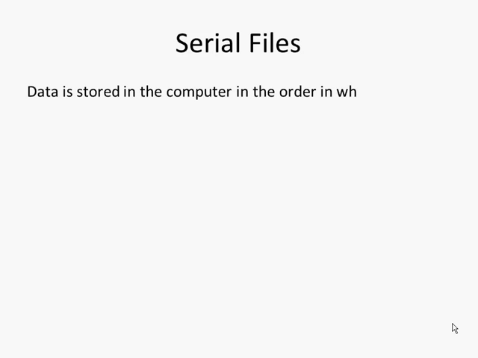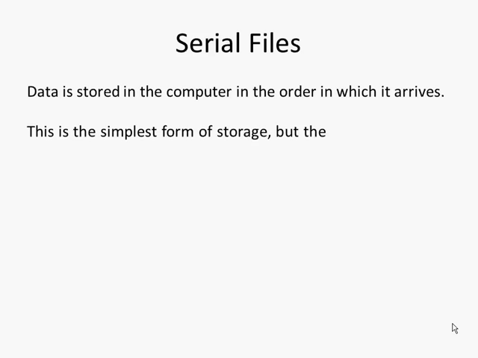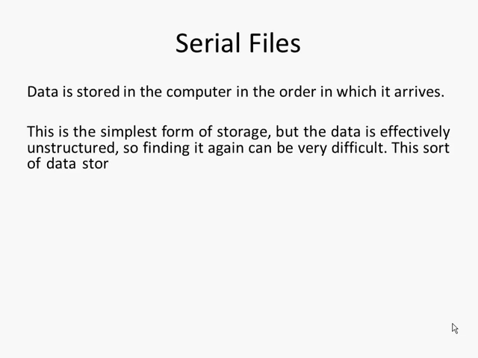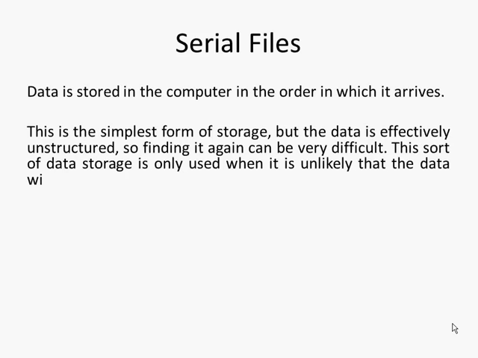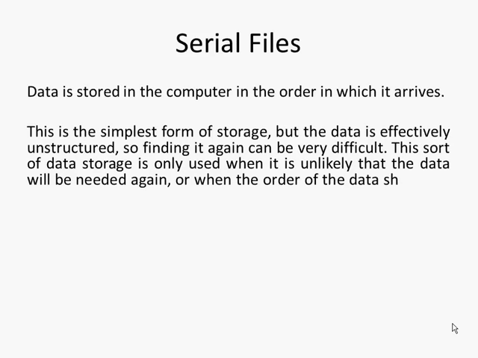Data is stored in the computer in the order in which it arrives. This is the simplest form of storage, but the data is effectively unstructured, so finding it again can be very difficult. This sort of data storage is only used when it is unlikely that the data will be needed again, or when the order of the data should be determined by when it is input.